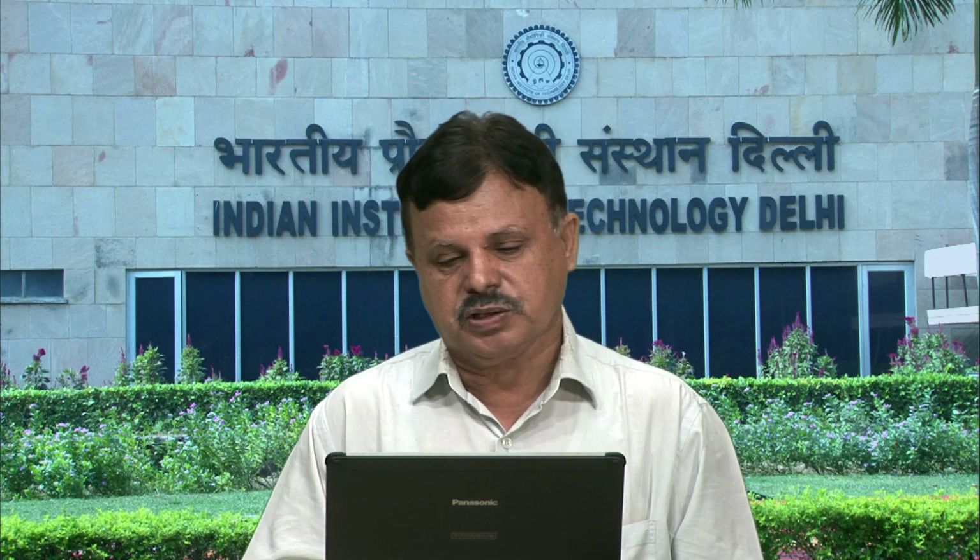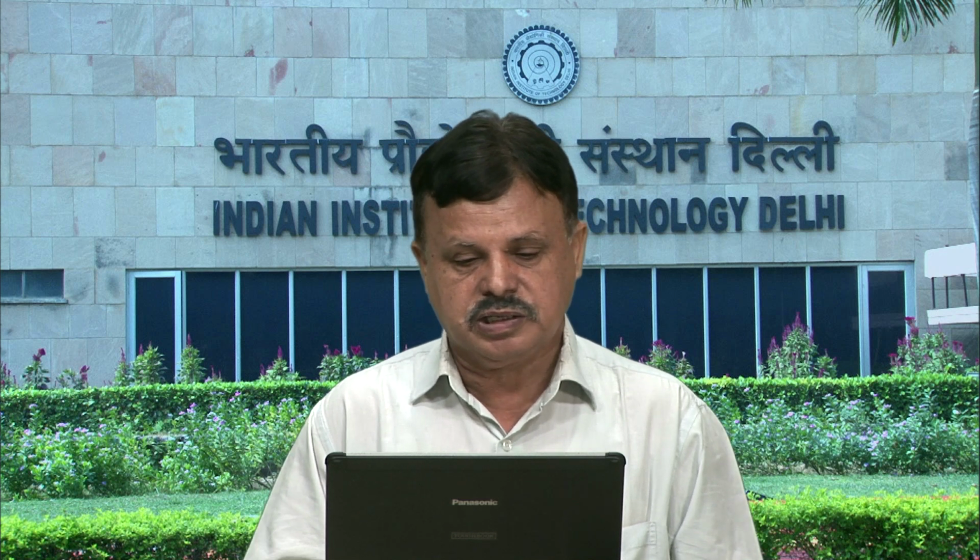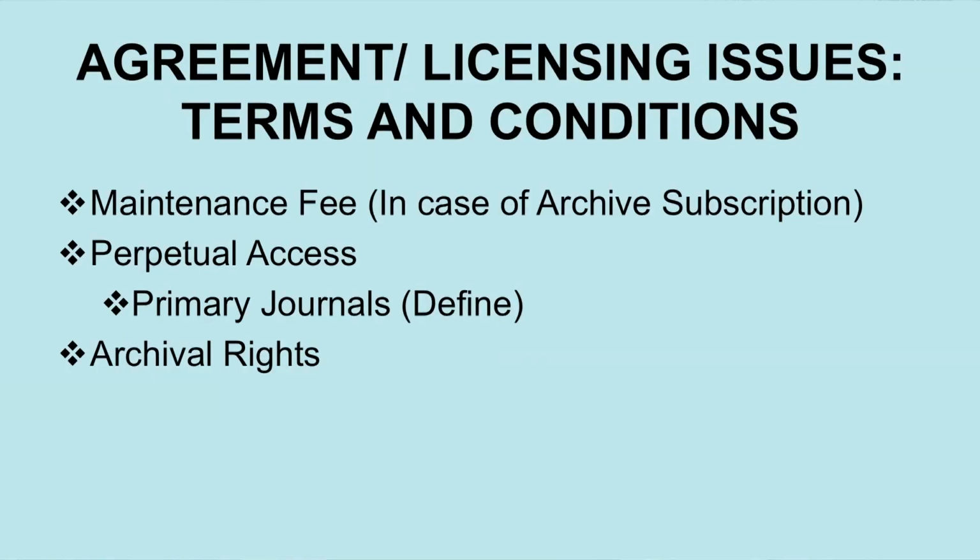Then there are other conditions with regard to licensing, like maintenance fees and archival rights. So these are very critical areas of the license, where you see what type of maintenance provisions are there. If you go for an archival collection, which is basically a one-time payment, do you have to pay some maintenance fee to use this archival collection, or is there no maintenance fee? You have to properly understand this component also, because sometimes this maintenance fee can be a little higher and it becomes difficult to sustain it. So we have to be very careful and properly negotiate this clause with regard to maintenance fee.